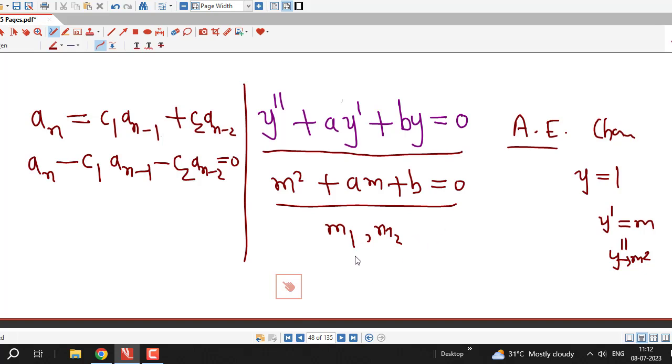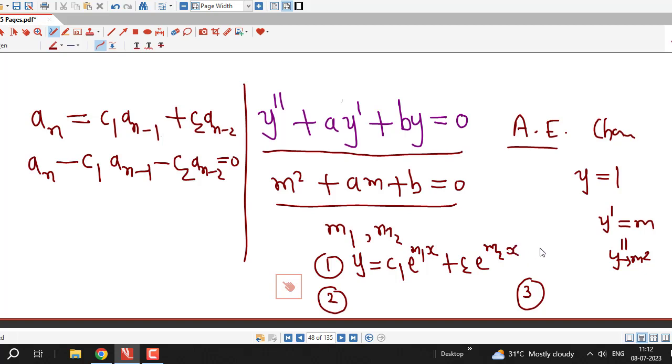We know that we have three possibilities: m1 and m2 are real and different, m1 and m2 are real and equal, and m1 and m2 are complex numbers. If m1 and m2 are real and different, we have the general solution y equal to c1 into e raised to m1x plus c2 into e raised to m2x. And if we have equal values of m1 and m2 which are real, then we multiply by x: c2 times x into e raised to m2x.